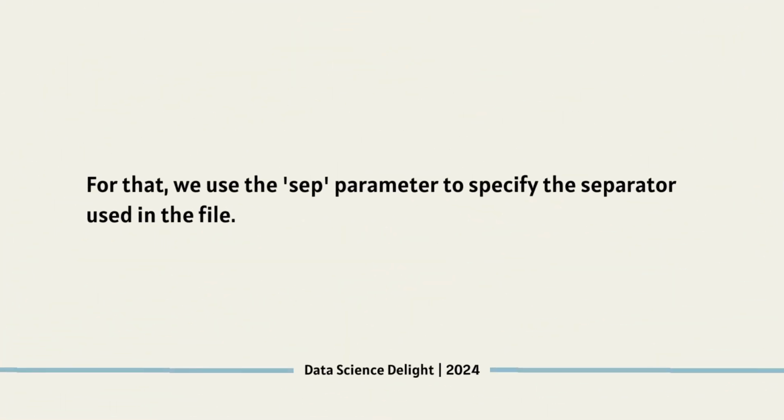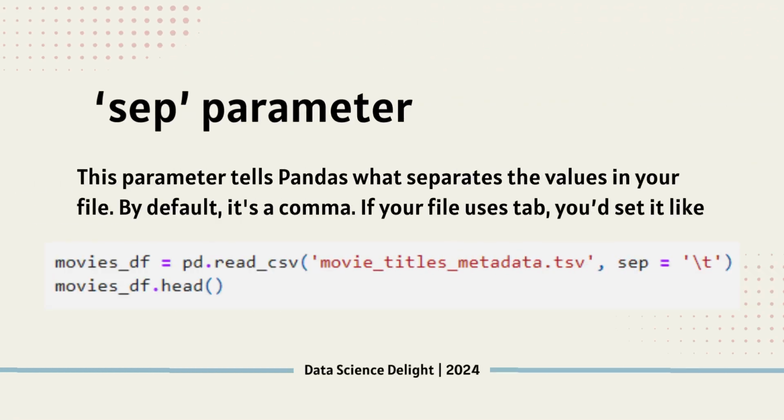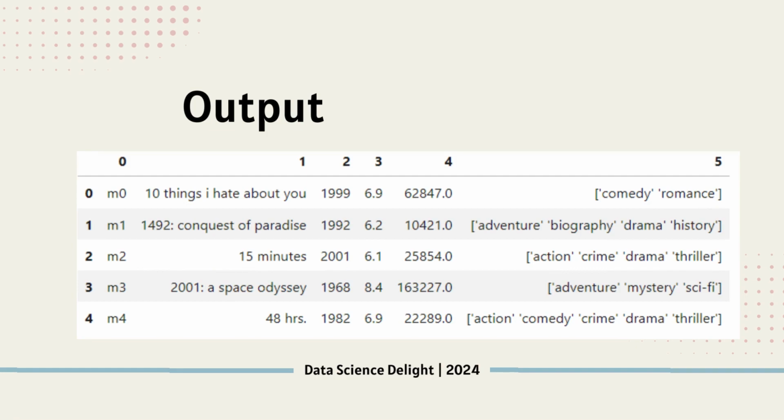Sep means separator. By default, it's a comma. But in this case, our values are separated by tabs. So we will specify a tab in the sep parameter. Now this is what our output looks like.